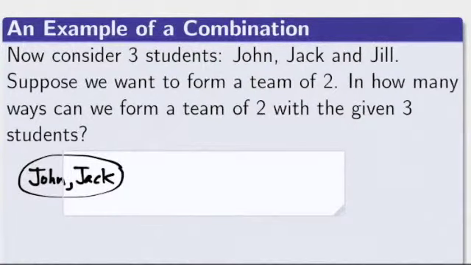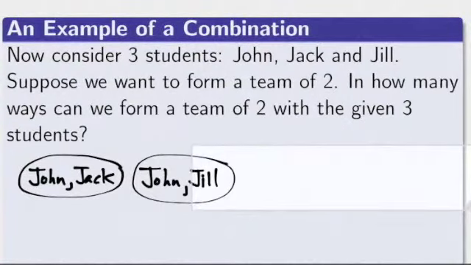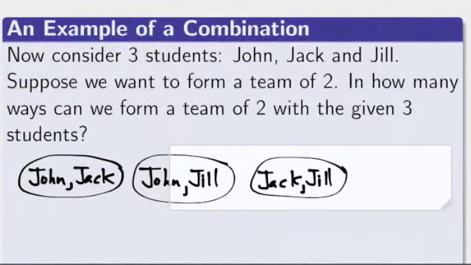Likewise, we could pick John and Jill to be in a team. Even if we reverse the order of picking these students, if we pick Jill first followed by John, it doesn't give rise to a different team. It is still the same team. A team that consists of John and Jill is the same team that consists of Jill and John. We could also pick Jack and Jill to be in one team. Picking Jill first followed by Jack does not give rise to a different team.